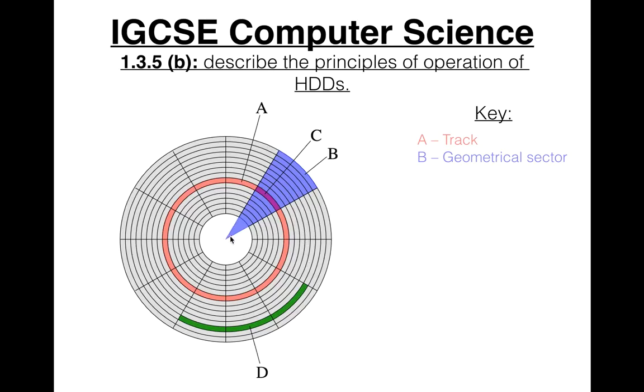geometrical sector when we say sector in platters. We mean the track sector right here, this small part, the sector of a track. So instead of sectors like these, we have sectors like these. We have a bunch of sectors for each track, and that's what we mean, just to avoid any confusion. And D is a cluster, but we don't need to know about that.